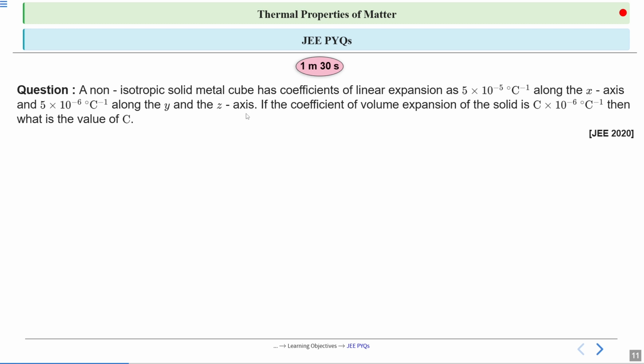So here the coefficient of volume expansion is given in the form of C and you have to find out the value of C, capital C. Alright, please solve this question, you have some time. After that we will provide the solution of this question.